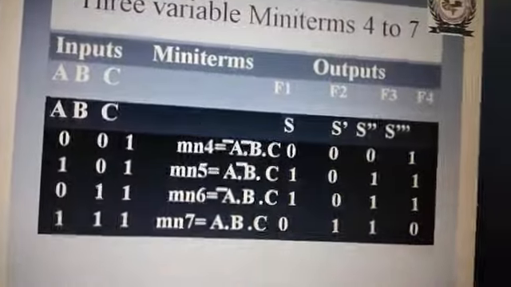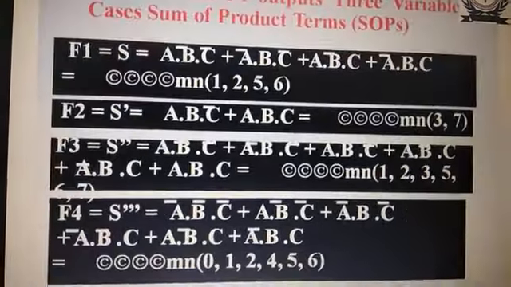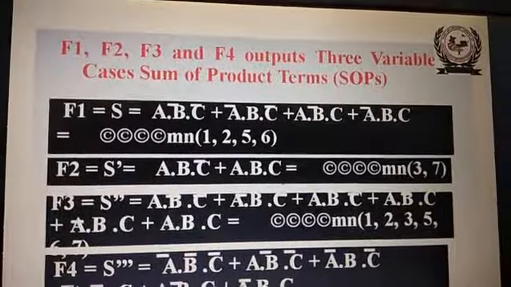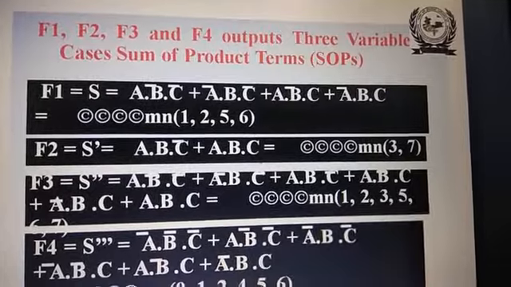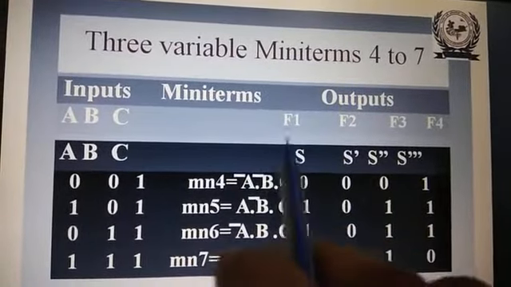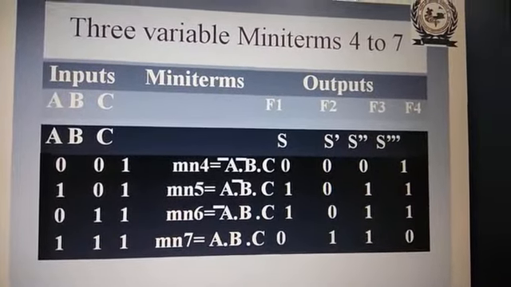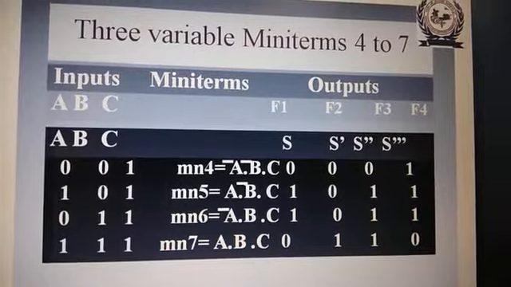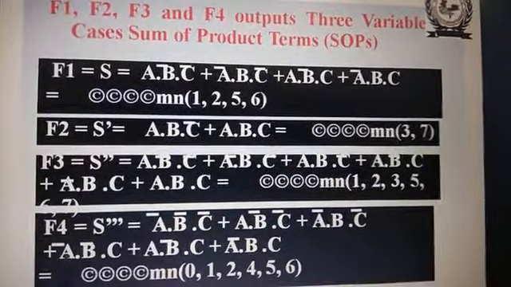And you will get these outputs of the gates, F1, F2, F3 and F4 outputs. In 3 variable cases, these are sum of product terms. So F1, F2, F3 and F4 are the outputs, sum of product terms. So you can write the equation for F1, F2, F3 and F4.